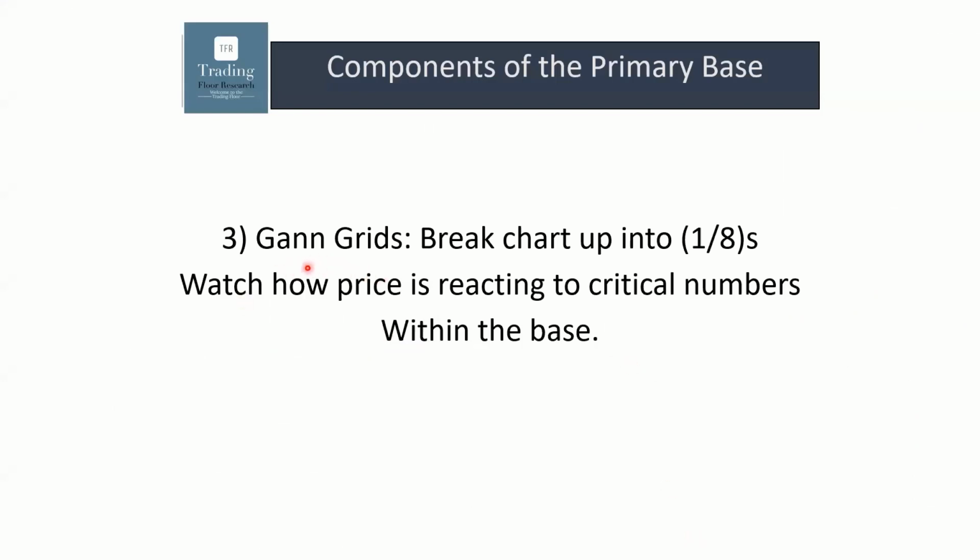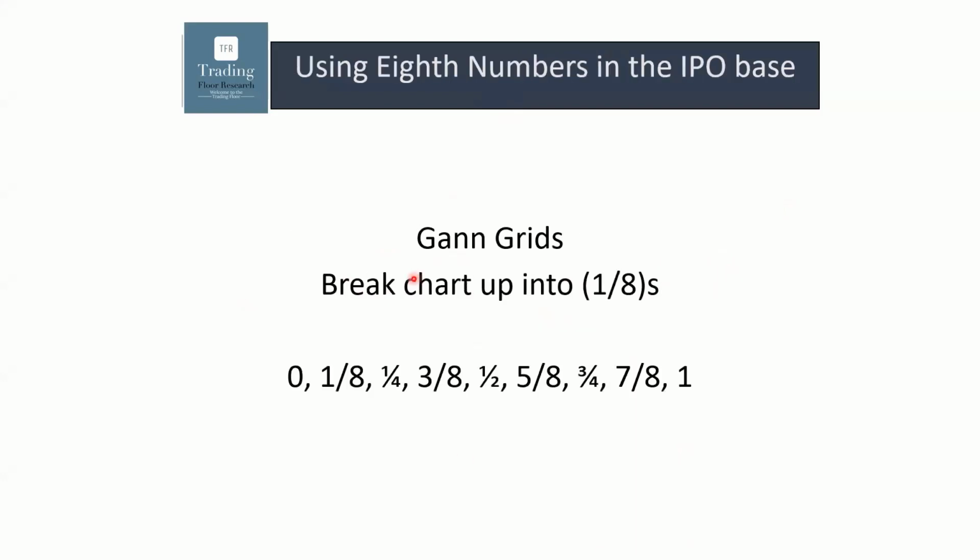The Gann grids is number 3. The third component that I'm looking at in a primary breakout is that the chart is set up properly. And how do I know it's set up properly? I break my chart up into 8s. In other words, they're called Gann grids. And I go from 0, 1/8, a quarter, 3/8, a half, 5/8, 3/4, 7/8, and 1. And each one of these 8s represents a certain degree of strength and a certain degree of weakness.